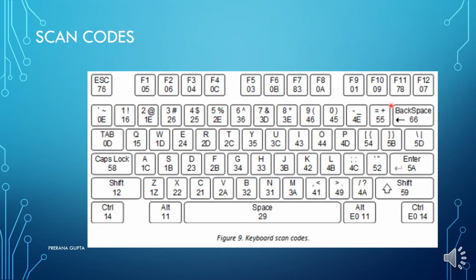Now here you can see there are codes. These are known as scan codes related to the keys. For example, Q has 15 and W has 1D, and similarly other keys have their scan codes. Whenever you press this key, 24 is the scan code that will be taken as the information from the key pressed.